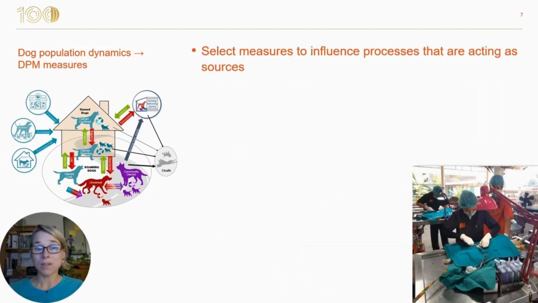Now, all this assessment may appear to be delaying the real DPM work, but the concept is that once we understand which are the primary processes that act as sources of free-roaming dogs, we can start to prioritise which DPM measure we use, and this may differ not just between country, but between communities within countries, varying between urban and rural, and varying between communities with different religious and economic backgrounds.